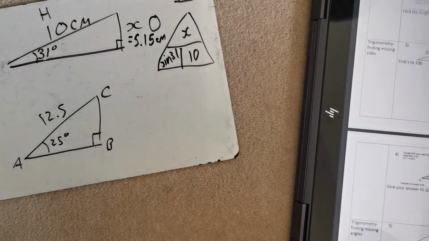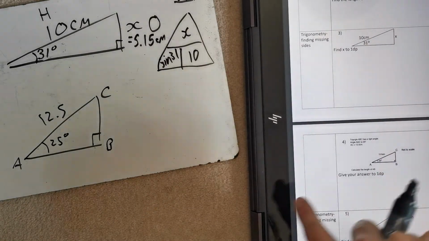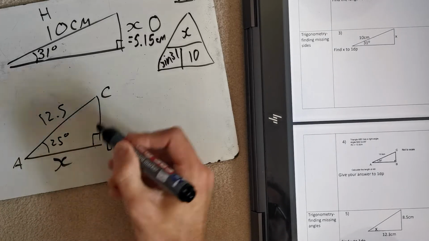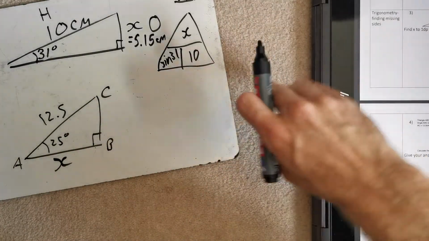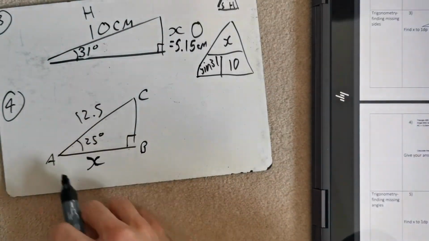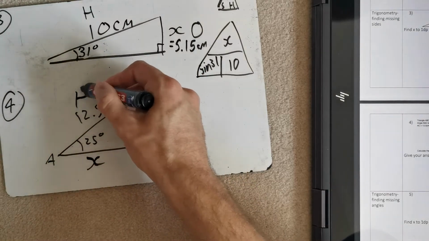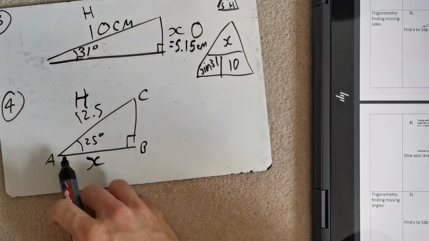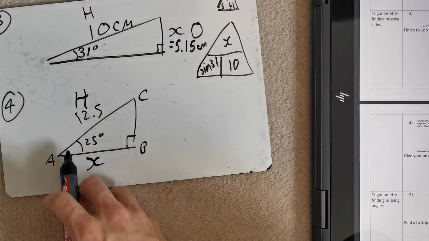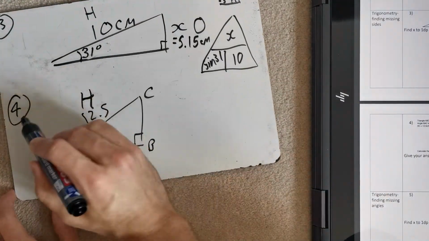Okay. Next one, let's have a look. Question 4. We're trying to find out the length of AB. I'm going to stick an X on it. Okay. What we're going to use here, let's label the sides first of all. So we've got hypotenuse there, and we've got this side which is next to both of the angles, so that's the adjacent. Nothing on the opposite, we don't need to worry about it.